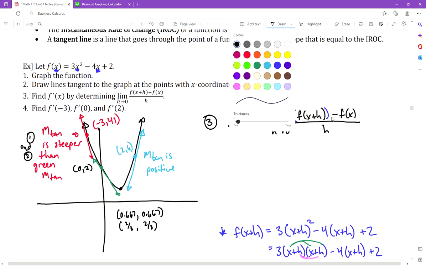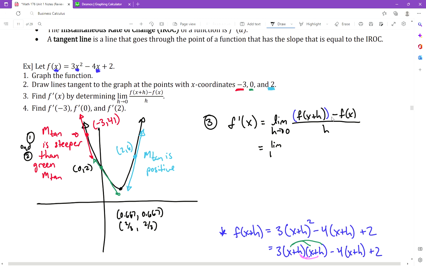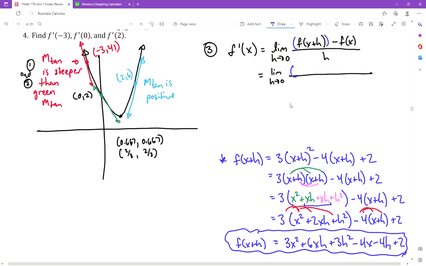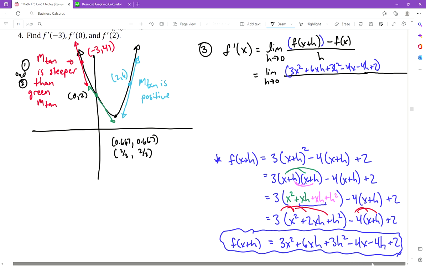Let's rewrite it. So we've got equal this limit as h goes to 0, big fraction. And now in the blue, I'm going to put that answer that we had. So 3x squared plus 6xh plus 3h squared minus 4x minus 4h plus 2. Okay, we might be a little tight there. I think we could fit it. So let's extend that fraction bar. All right, so there's our f of x plus h.